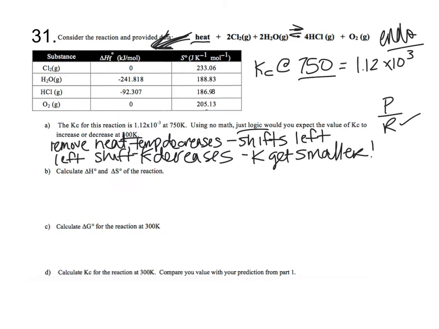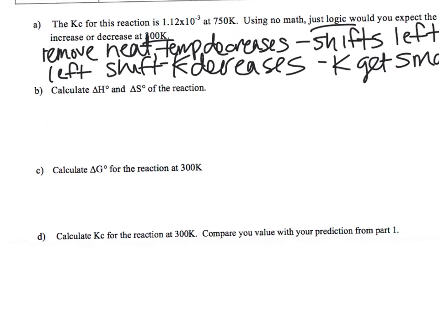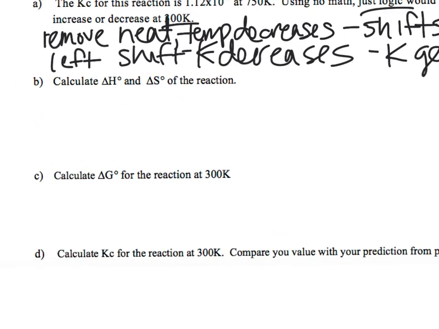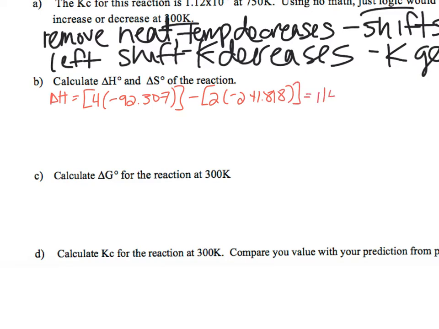So now we get to math it up and prove that. They're leading us through the calculation, and the first thing they're asking us to do is to find our delta H. I'm going to do Big Mama to find delta H. So delta H is equal to products minus reactants: 4 times negative 92.307 minus 2 times negative 241.818, and that's equal to 114.408, and this is kilojoules.